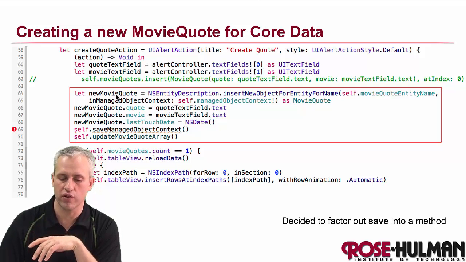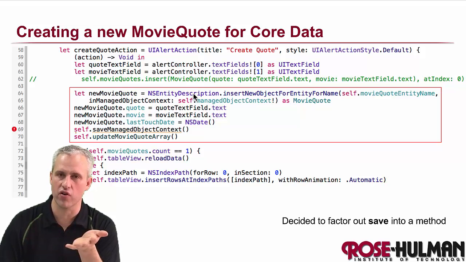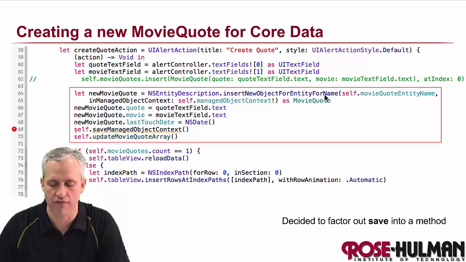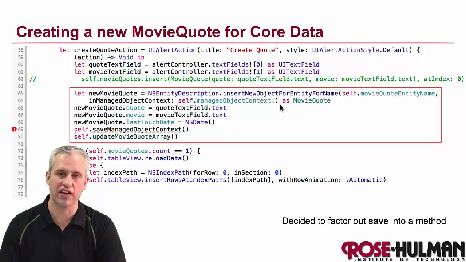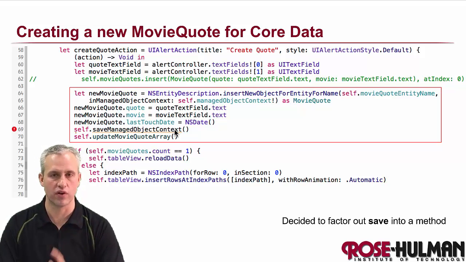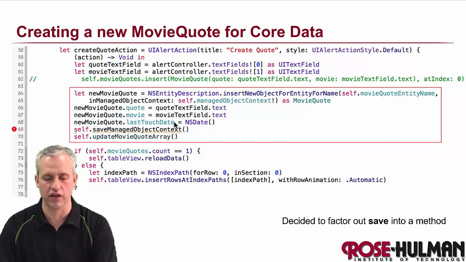So you can see that here's the way you do it. You say new movie quote, you say NSEntityDescription, which I don't know why it's on that class, but it is, dot insertNewObject forEntityName. So you pass it a name, you pass it what context it's going to be in, and then it's going to give you back a movie quote. It's actually going to give you an AnyObject, so we're going to have to cast it to a movie quote. And then we're going to set the fields, so that's exactly as expected. And then we're going to have to hit save. So we're going to save the managed object context, and then we're going to re-update our array. So these are the things we're going to do over in our create quote action.